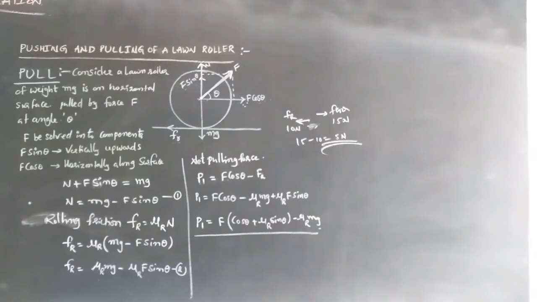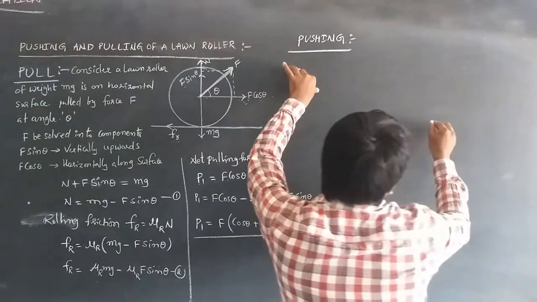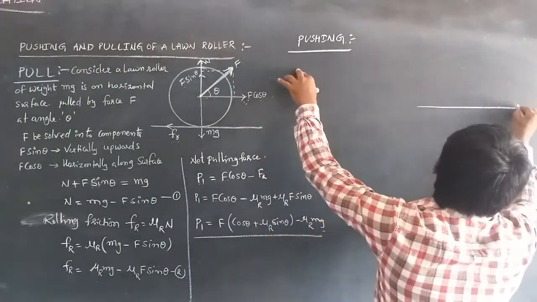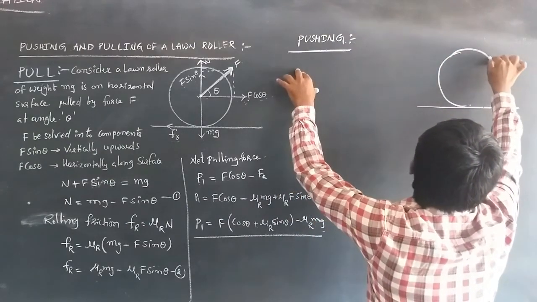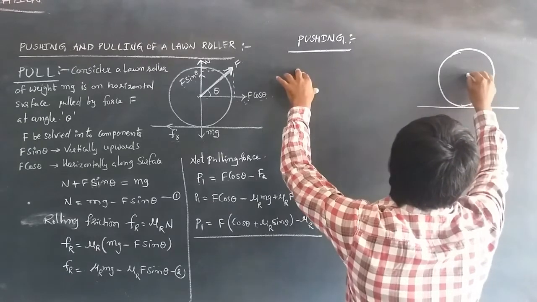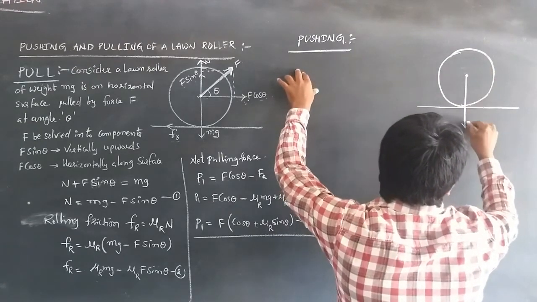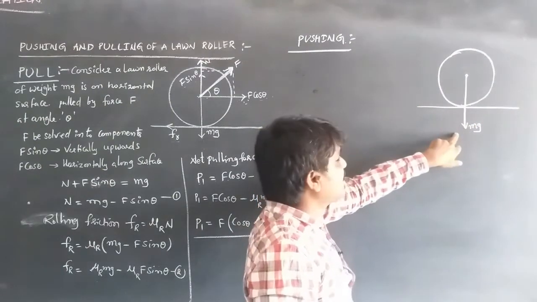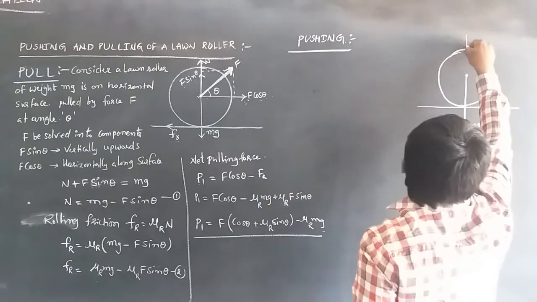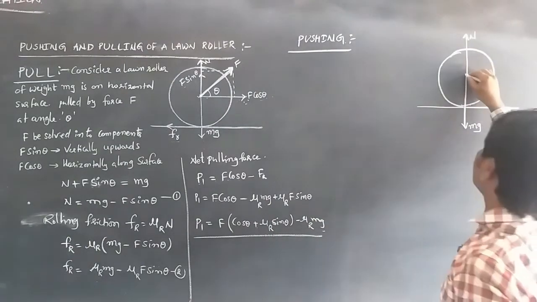Next we are going to discuss pushing force. Here we discussed the pulling, now we are going to discuss pushing. So here the lawn roller is placed on the horizontal surface. Consider a lawn roller placed on the horizontal surface, this is the center, and we know that due to the gravitational force, the weight mg is acting vertically downwards, and the normal reaction is vertically upwards, as we know.